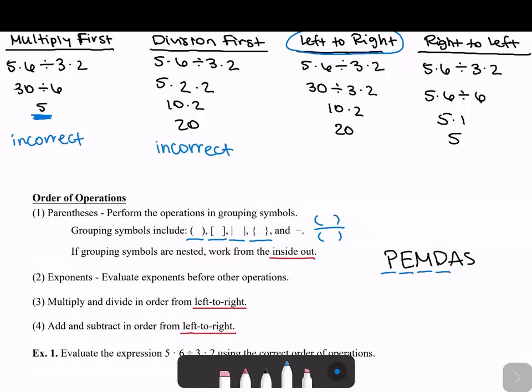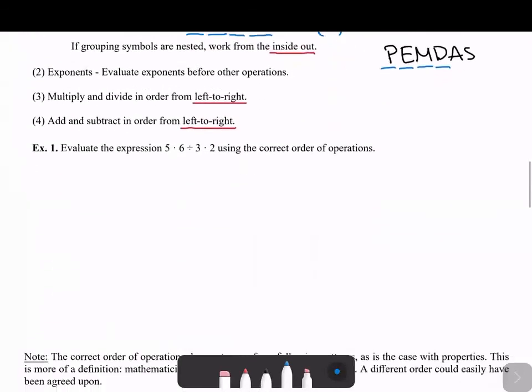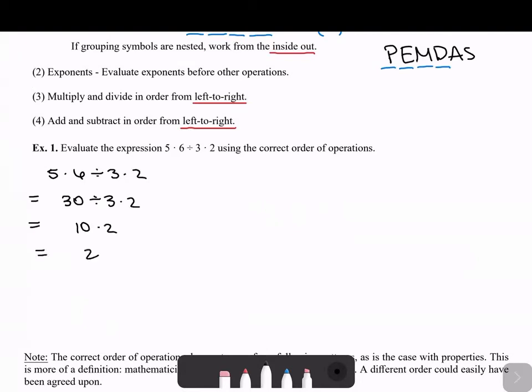Okay, so we're going to do the same example again, where we evaluate this expression using the correct order of operations. So 5 times 6 divided by 3 times 2 is 30 divided by 3 times 2, is 10 times 2, which is 20. Okay, you can put an equal sign on each step like I did, but if you don't, it's pretty clear what you mean here. You can have this, but you don't have to.